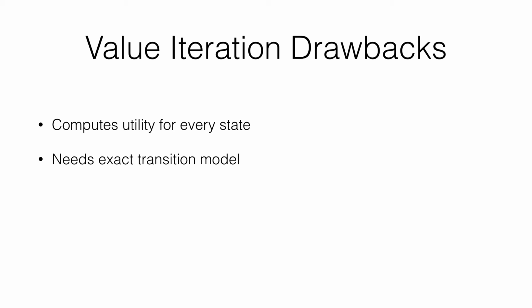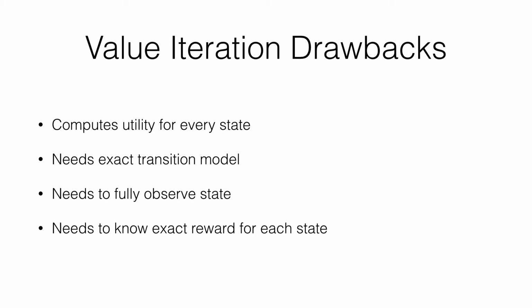Okay, that's unrealistic. And we also need to fully observe what state we're in. We have to have sensors that tell us exactly the state of the entire environment. That's a little bit unrealistic too. And finally, we need to know the exact reward for every single state. So we have to have an actual R of S value for any state in our state space that we want to be able to reason about. So these are all not great things.